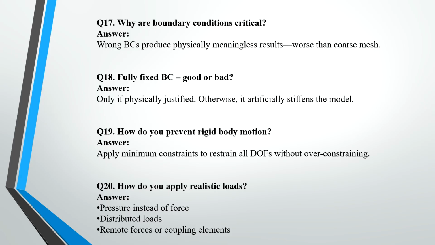Why are boundary conditions critical? Wrong BCs, like wrong boundary conditions, produce physically meaningless results. The results are worse than with a coarse mesh. That's why we need to focus very much on the BCs. So we should give the right BCs to get very good results. So is a fully fixed BC good or bad? Only if physically justified, otherwise it artificially stiffens the model.